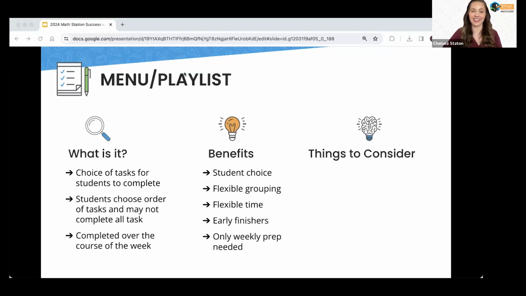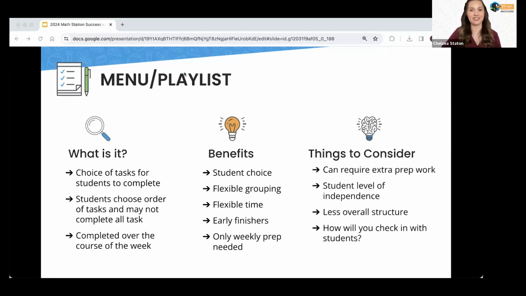And the other thing is that you only have to prep once a week because you're prepping for multiple days at once and multiple activities, which also could be something to consider if you don't like having to do bulking your work that way and getting everything ready for the entire week. It can feel like a lot sometimes. So things to consider are, again, your student level of independence, it's less structured, and how are we going to make sure students are actually getting through the work and doing it well.